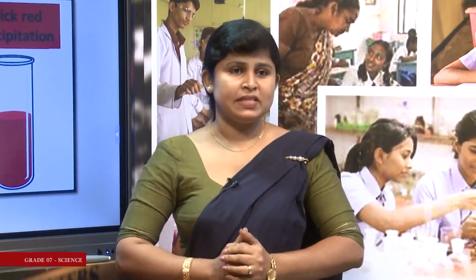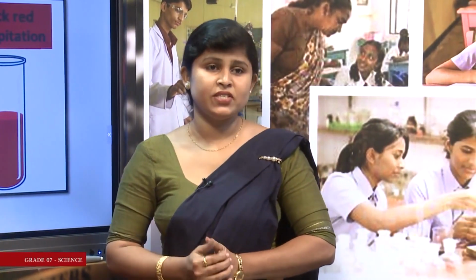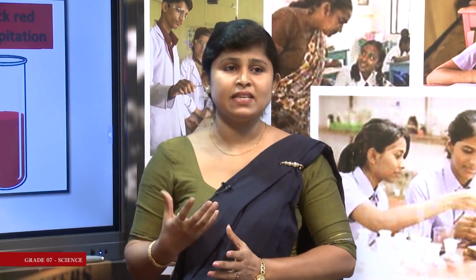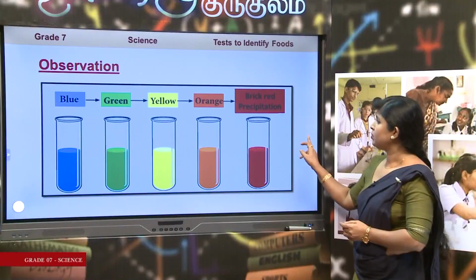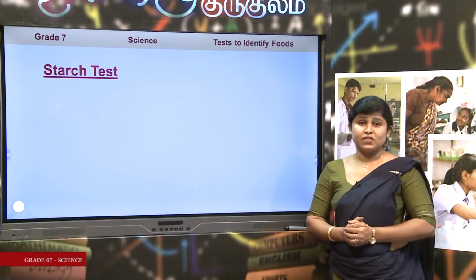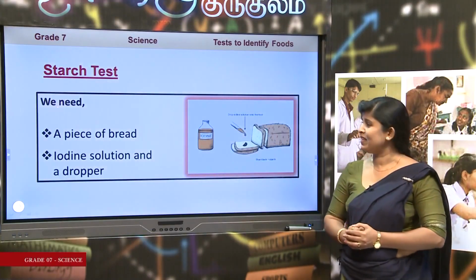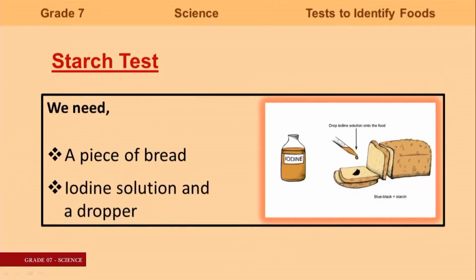Now we have done the first activity. Now we are going to move on to the second one, that is the starch test. We want to check whether starch is present in a certain food item. Let us see. Now let us see what are the materials required for the activity. It is really simple. A piece of bread, iodine solution and a dropper.